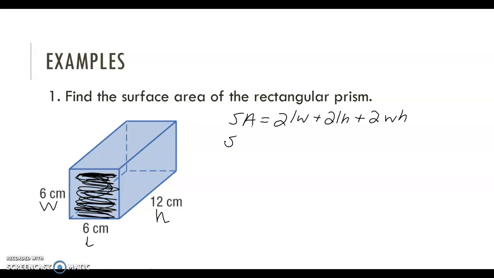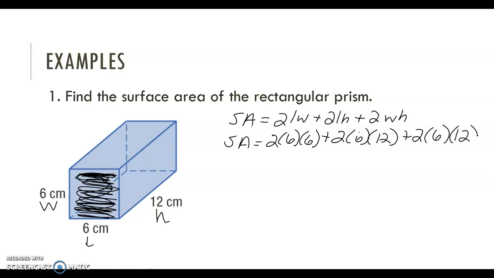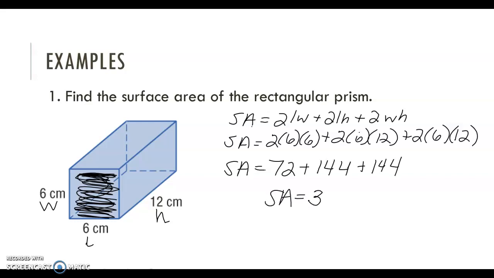Okay, now I'm going to substitute all these in. So 2, 6 times 6 plus 2, 6 times 12 plus 2, 6 times 12. And now we're going to multiply everything and then add them all together. So I get 72 plus 144 plus 144. Add it all together, I get a surface area of 360 square centimeters.